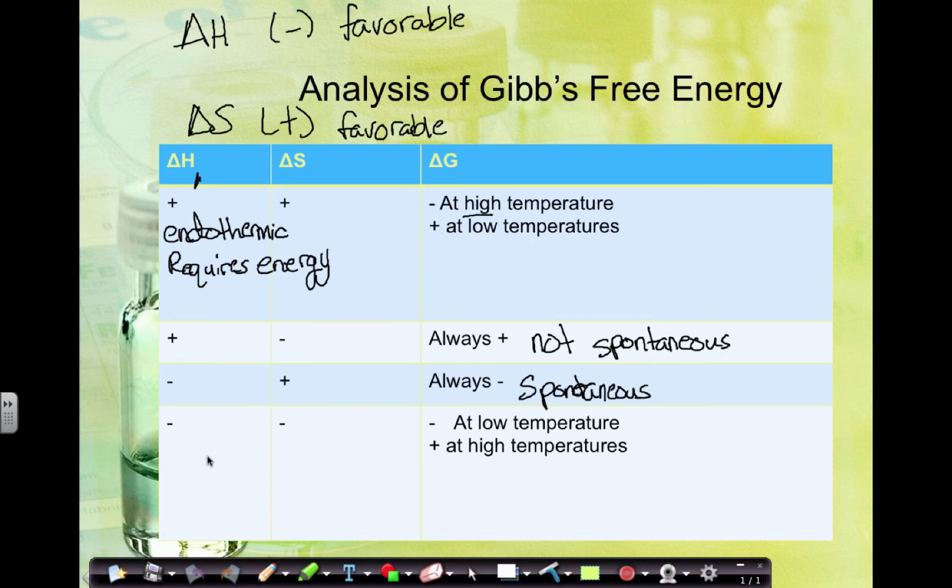The last situation is where both delta S and delta H are negative. Well, if we have a negative delta H, that means that it's exothermic, which means that it will release energy, and this is favorable. Well, if we have negative entropy, that means I'm increasing my order or decreasing my disorder. So that's not favorable. So we have one that's favorable, one that's not, so then that means it's going to depend on the temperature. So in an exothermic reaction, we release energy.